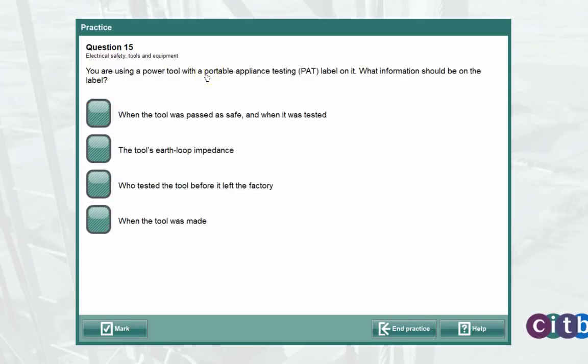You are using a power tool with a portable appliance testing PAT label on it. What information should be on the label? When the tool was passed as safe and when it was tested. The tool's earth loop impedance. Who tested the tool before it left the factory? When the tool was made.